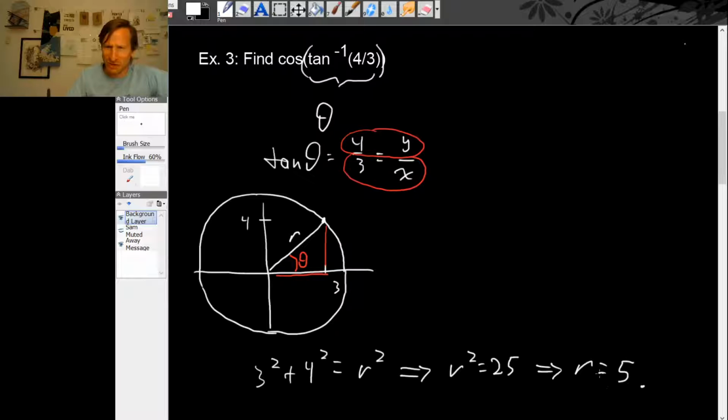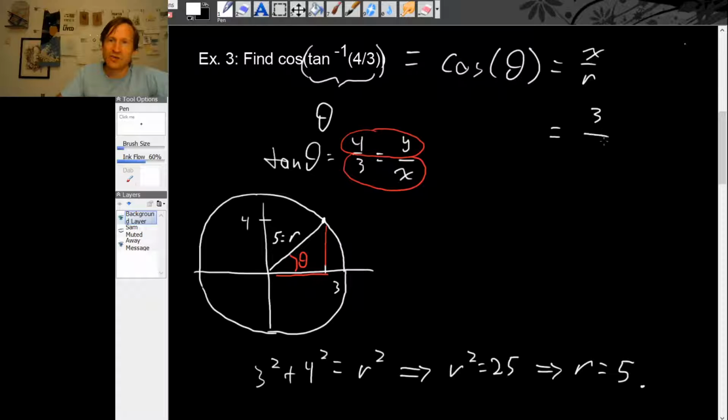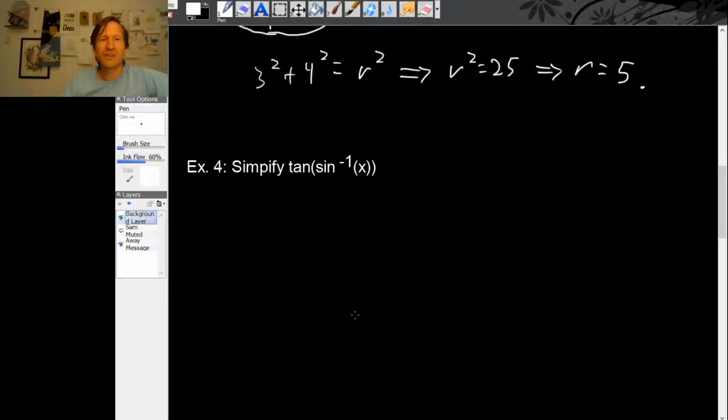Notice that we don't have to worry about the negative possibility because a radius has to be positive. It can't be negative. So now we know that this radius is 5. And we can use this diagram to figure out any trig function we want. In particular, we can figure out cosine of theta. Cosine of theta is just x over r, and that's 3 over 5. All right. Notice that we did all of this without ever calculating theta, and that's the power of the most important diagram.